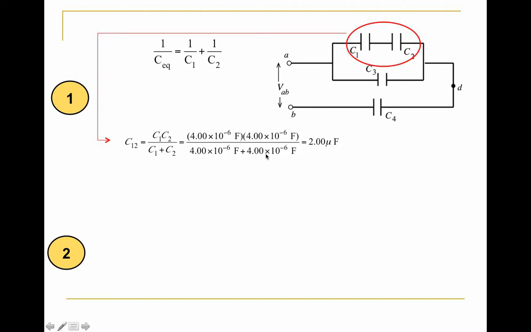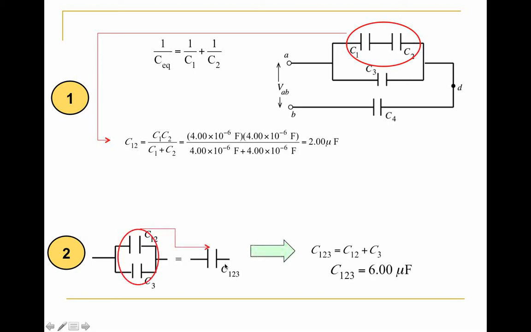And now I have this. So now these two are one capacitor, and I'm going to combine this combination with C3. These are in parallel, which is easy: just add them up. These two give 2, and C3 is 4. So 2 plus 4 gives me 6 microfarads. So this whole combination is now 6 microfarads, with C4.